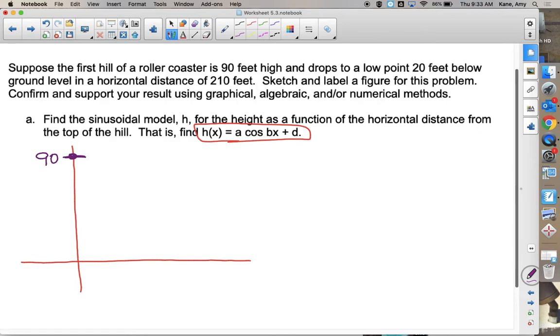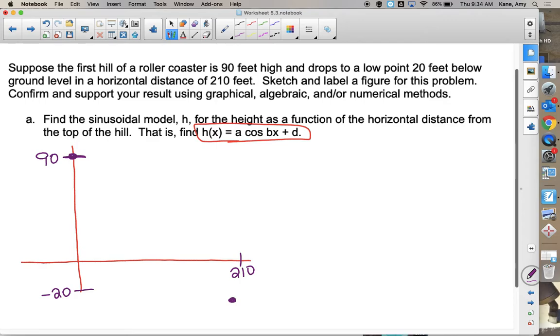So it drops to a low point of 20 feet below ground level. So it starts up at 90. Eventually, it's going to go down to negative 20. So those would be my max and min, the highest and the lowest point. It says that it does this in a horizontal distance of 210 feet. So it goes from its max down to the min over 210 feet horizontally. So I'm going to place 210 over here. So my second point, the lowest point, is going to be underneath that 210 because that's the horizontal distance.